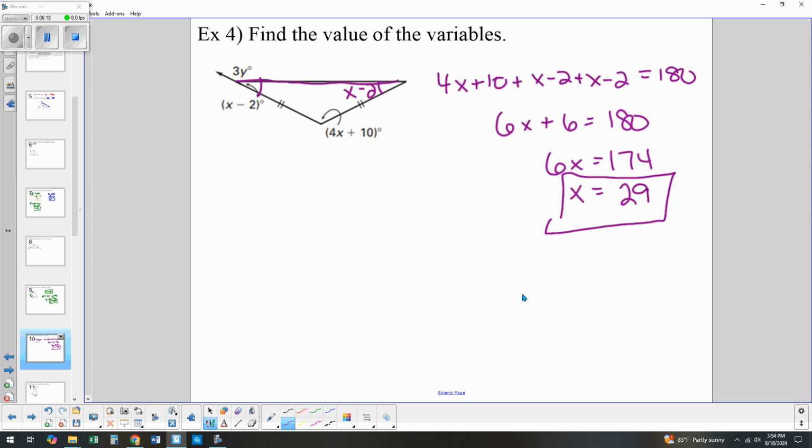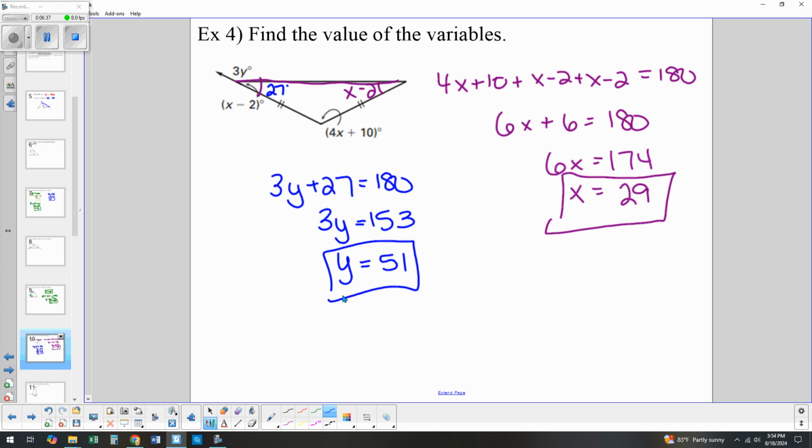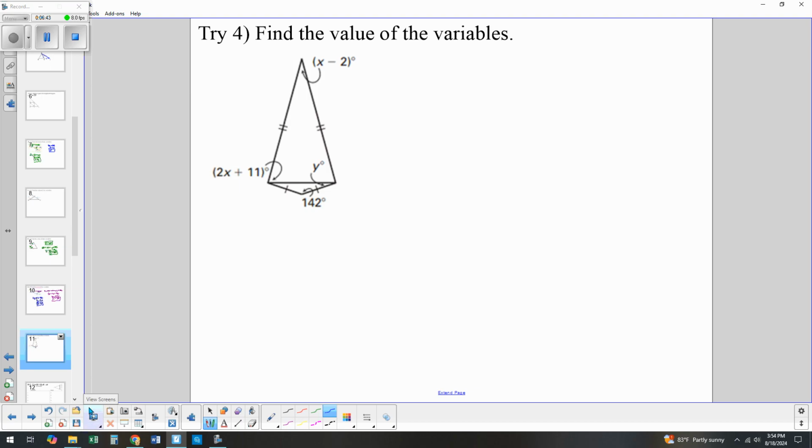So if x is 29, this angle over here is 29 minus 2, or 27. And this is a linear pair. So 3y plus 27 equals 180. So 3y equals 153, and y equals 51. Here's try 4. Pause if you'd like. Answers are posted online.